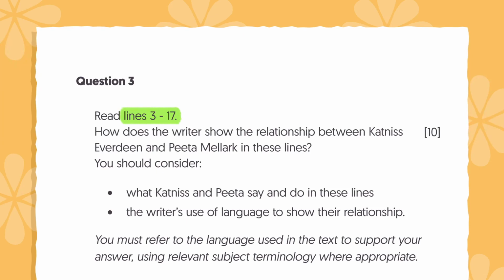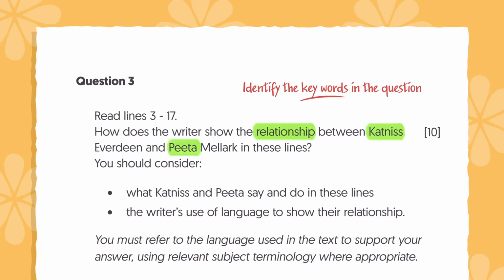A good tip is to use a third coloured highlighter, because this is question 3. Using a different colour to the ones you've used for the previous two questions will help you stay on track, by making it easier to keep the sections for each question separate. You then need to identify the key words in the question, in this case, relationship, Katniss, and Peter, and highlight them. Then, keeping in mind the two bullet points, content and language, you need to read through the given lines, highlighting anything you think shows something about Katniss and Peter's relationship.